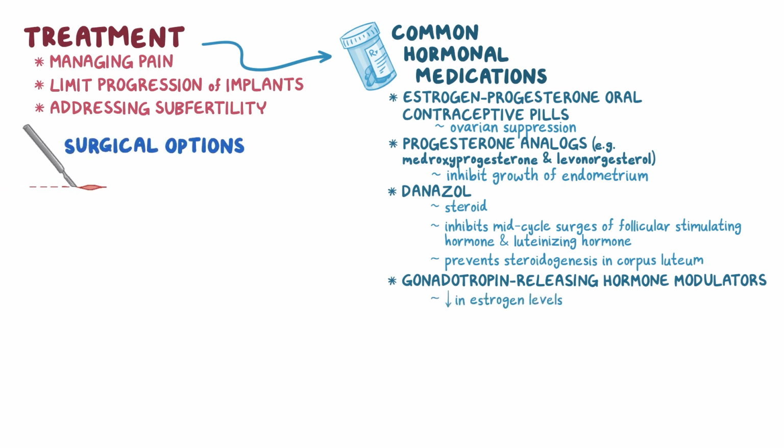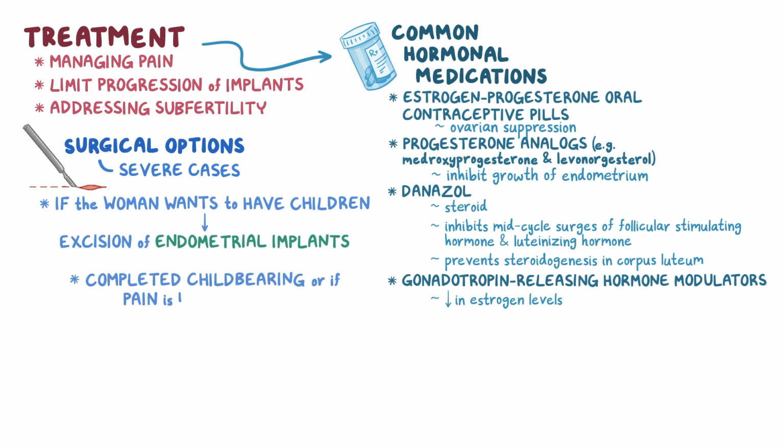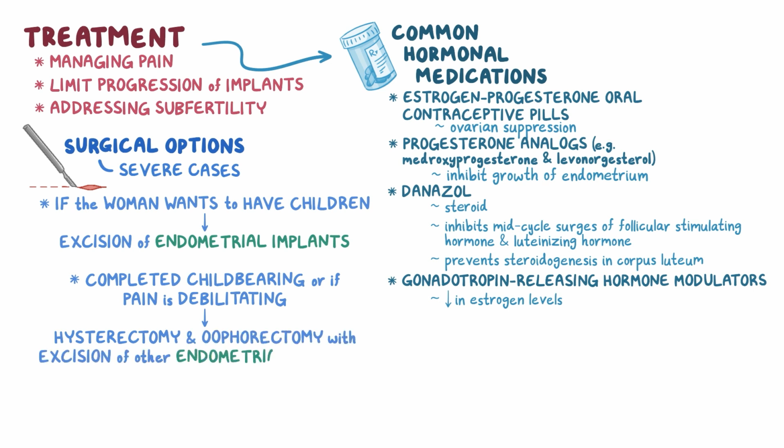Surgical options are available for severe cases. If the woman still wants to have children, the surgery involves only excision of endometrial implants, endometriomas, and adhesions. If she has completed her childbearing, or if the pain is too debilitating, a hysterectomy and oophorectomy with excision of any other endometrial implants is done. Whatever the treatment, once menopause hits and hormone levels fall, the symptoms generally go away.